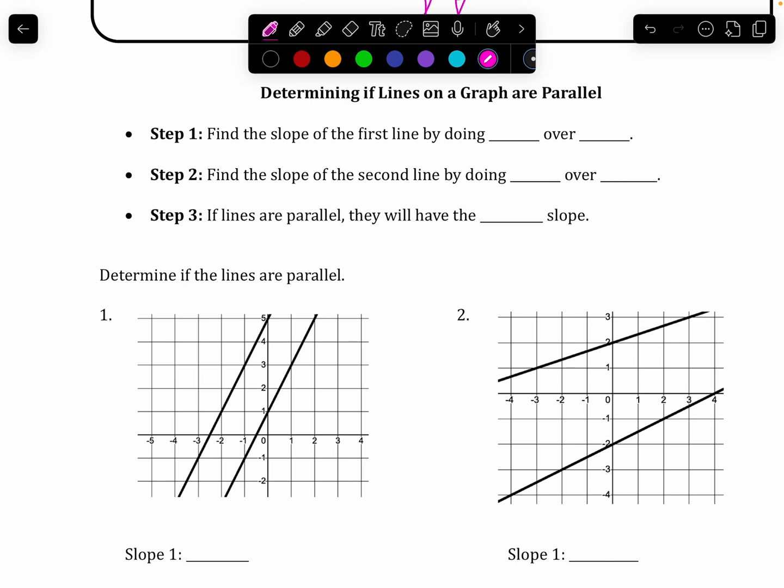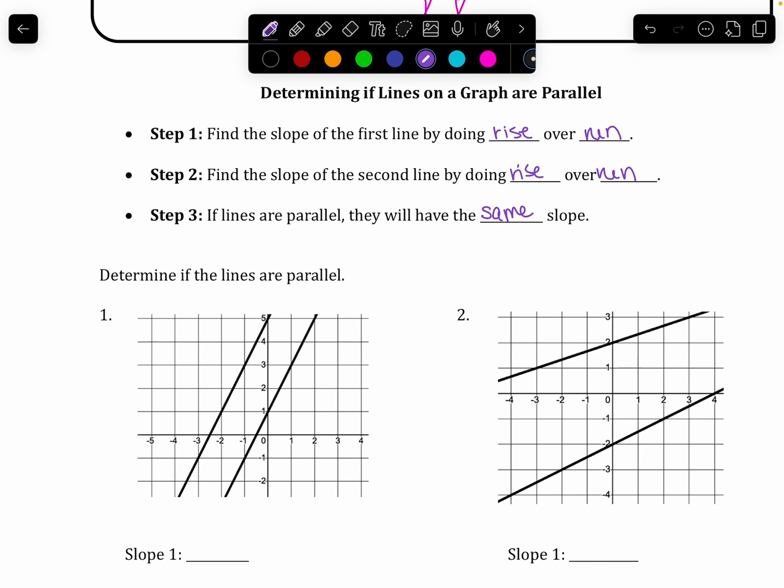So the very first step to determine if lines are parallel on a graph is to find the slope of the first line by doing rise over run. So we're still finding slope the same way. Step 2, we're going to find the slope of the second line by also doing rise over run. Then we are going to compare them. If lines are parallel, then they should have the same slope. And when I say same, I mean everything about it has to be identical. They have to have the same sign and the same number. So it can't be a -5 and a +5. Those are not considered to be the same slope.